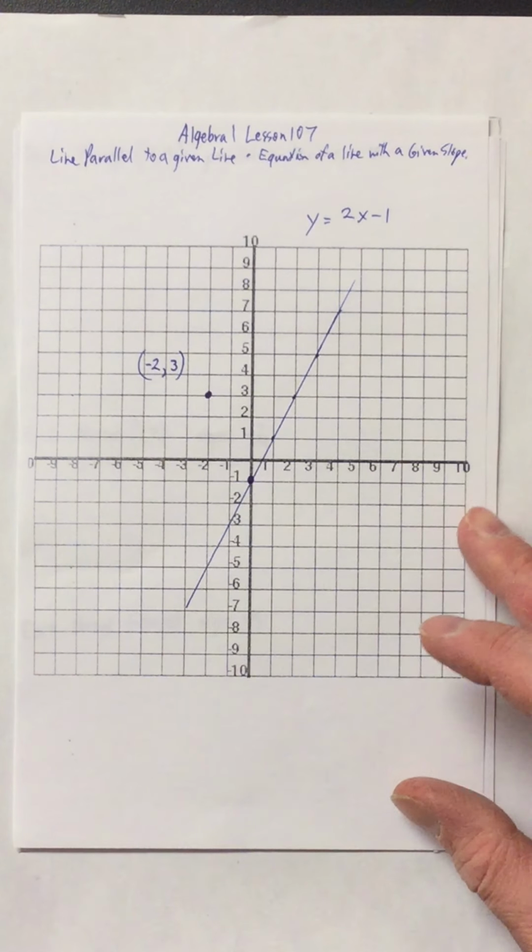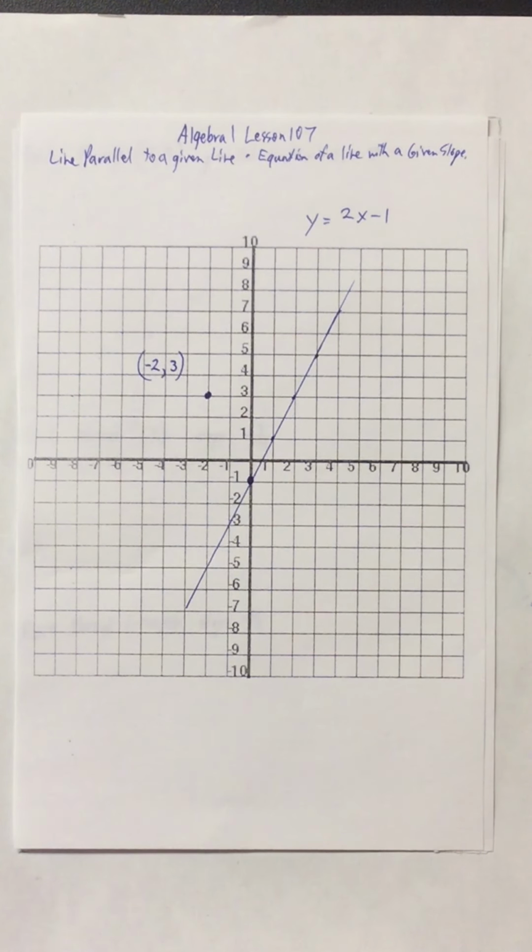In this lesson, we look at if we're given an equation of a line, and we want to find another line that is parallel to it, what the equation for that line would be.